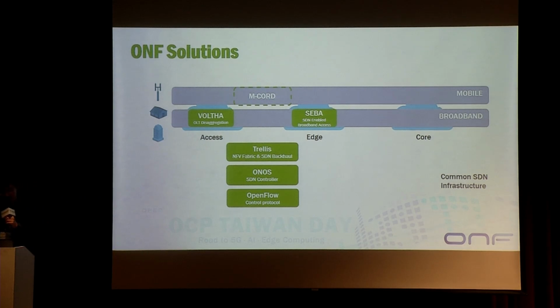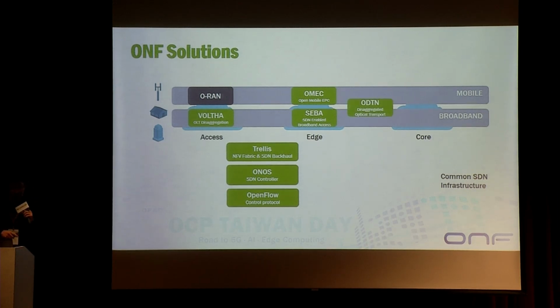SEBA is SDN-enabled broadband access. It basically uses a lot of SDN technologies to reinvent the way we deal with broadband and enables service providers to introduce more innovative services at the edge. Of course, in M-CORD, we have a similar thing. On the access side, we have O-RAN. Strictly speaking, O-RAN is not under ONF at this moment, but we collaborate a lot with them. O-RAN is about the mobile access technology, the radio access network. And on the edge side, we have a project called OMEC. It's basically an open mobile EPC.